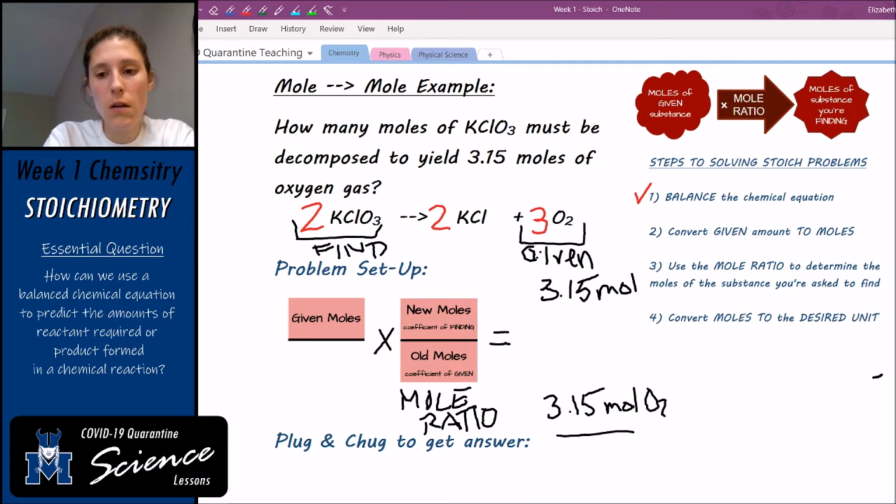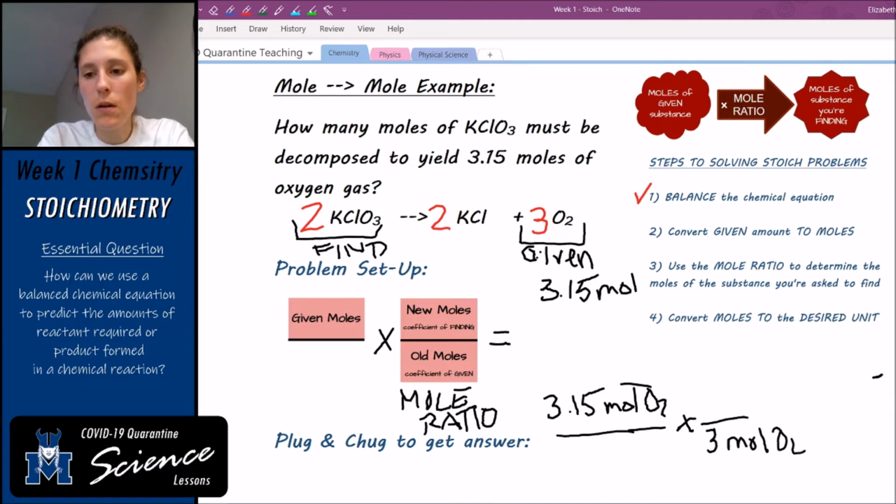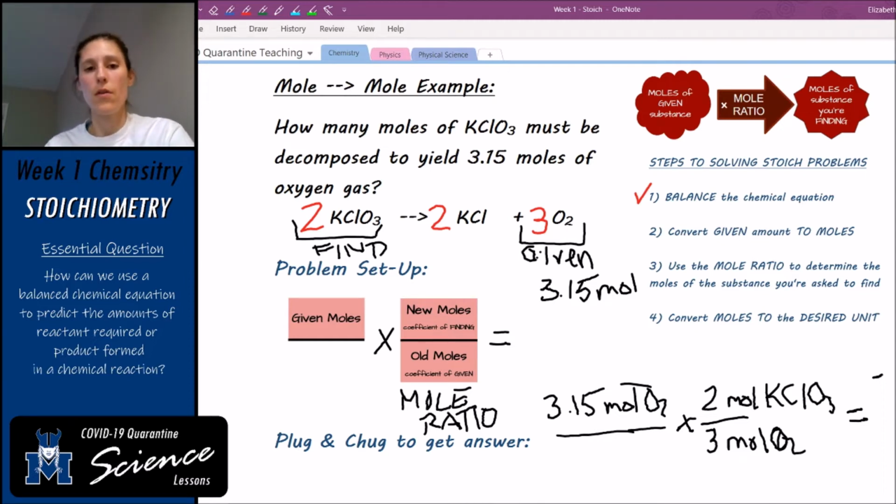O2. Okay, and then my mole ratio is going to be, I want what I was given on the bottom, the old moles. So that's what I started with, moles of O2, what I know. So I get 3 moles O2, and on the top I have 2 moles KClO3 we need to decompose. Sorry, this does not write very well.